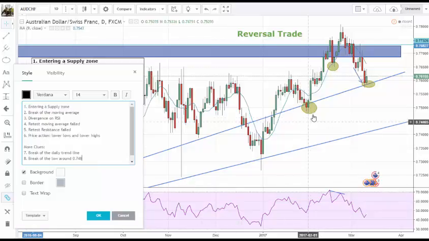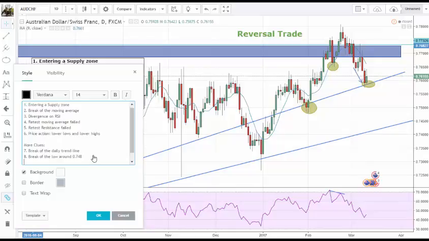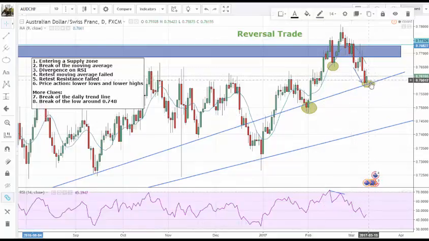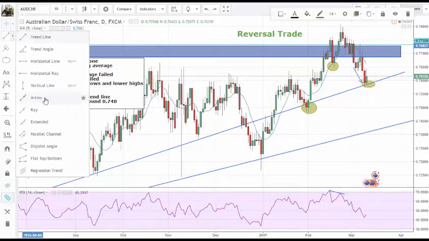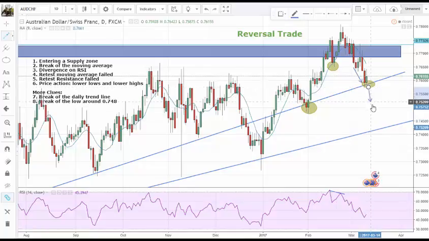0.748, is that correct? 74.89, yeah, something like that. So that's another one. A break of this line will give us some more room to go lower.